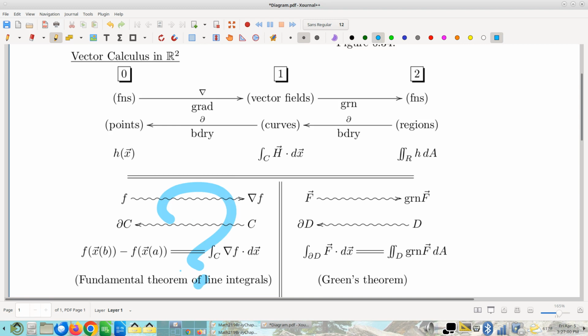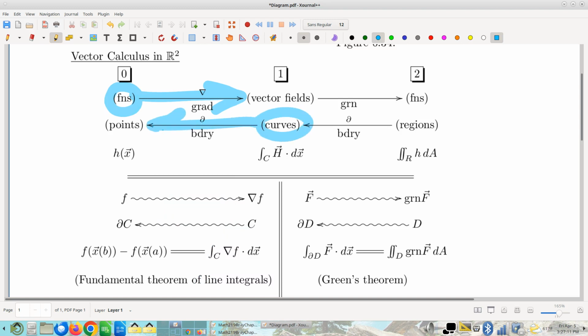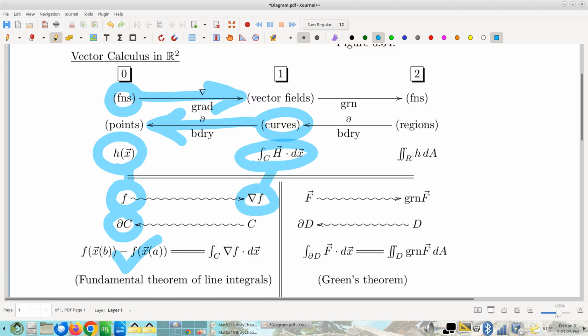What we do with the fundamental theorem of line integrals, you take some function and you compute its gradient. You take a curve and you think about its boundary points. You evaluate, in this sense, the original function at those boundary points, like so. You compute a vector line integral of the gradient that you just computed on your original oriented curve, like so. And the big punchline was that those two sides are the same.